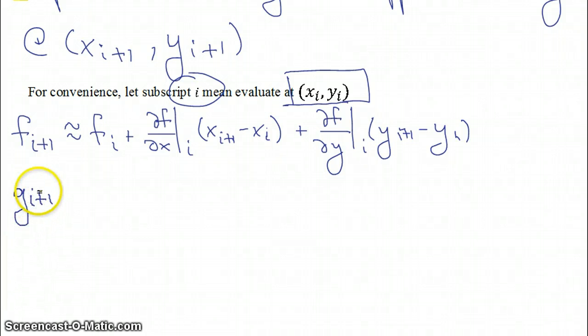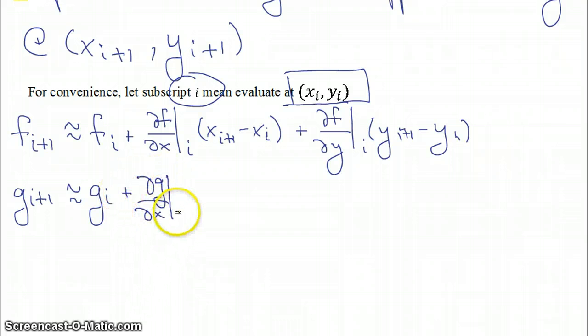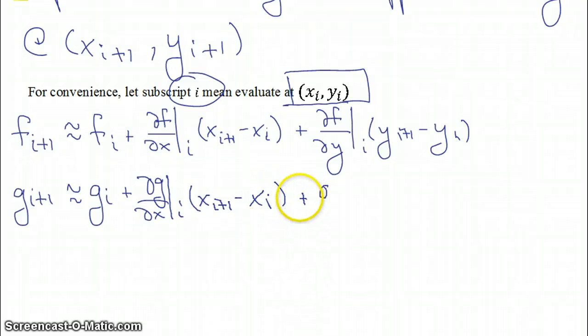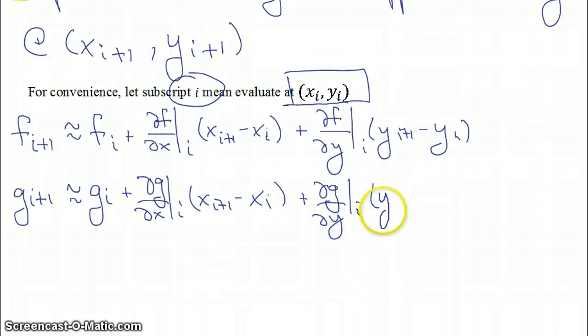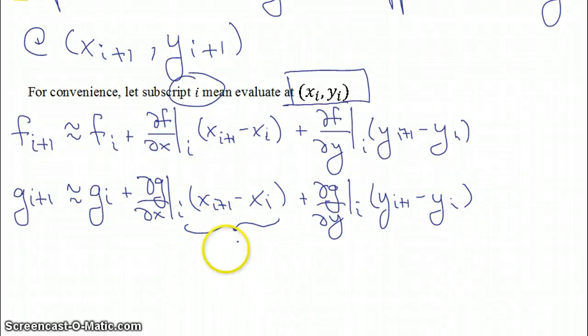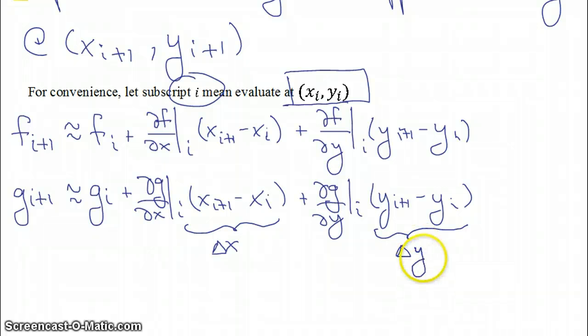Similarly, we can Taylor expand g of x and y. So g evaluated at xi plus 1, yi plus 1 is approximately equal to g evaluated at xi, yi plus the partial of g with respect to x evaluated at xi, yi times the distance between xi plus 1 minus xi, plus the partial of g with respect to y evaluated at xi, yi times yi plus 1 minus yi. Now before we go any further, note that this is something that I'm going to call delta x. This is something that I'm going to call delta y.